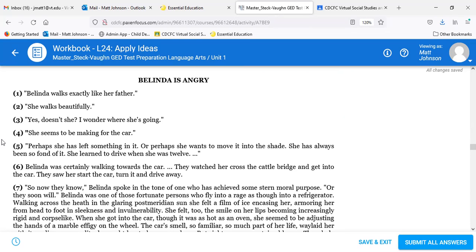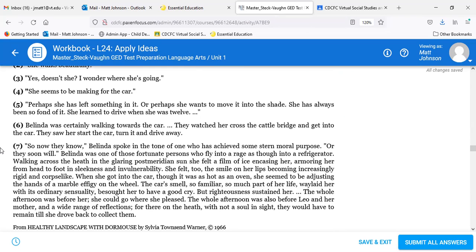Belinda walks exactly like her father. She walks beautifully. Yes, doesn't she? I wonder where she's going. She seems to be making for the car. Perhaps she has left something in it, or perhaps she wants to move it into the shade. She has always been so fond of it. She learned to drive when she was 12. Belinda was certainly walking towards the car. They watched her cross the cattle bridge and get into the car. They saw her start the car, turn it, and drive away.